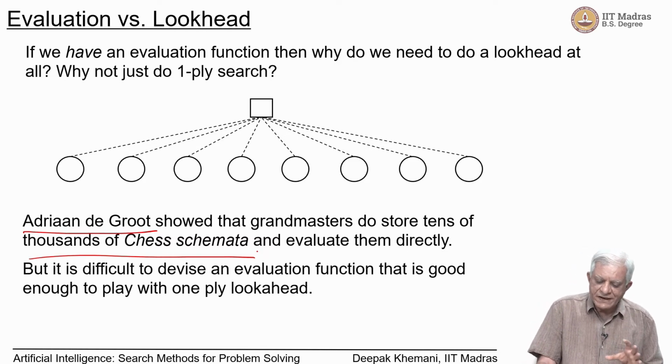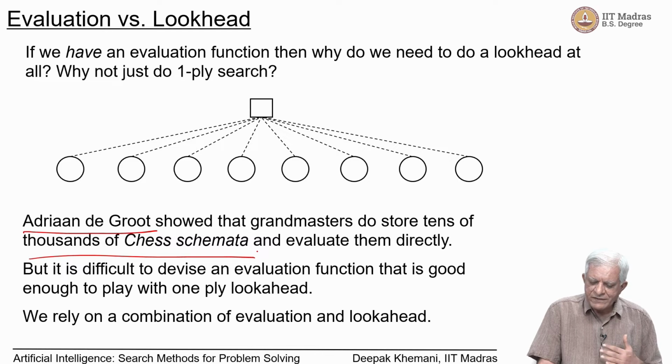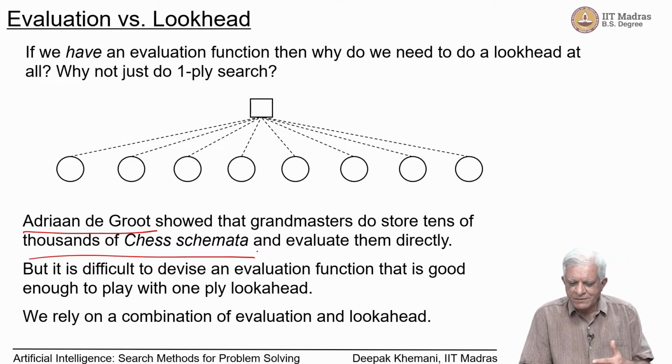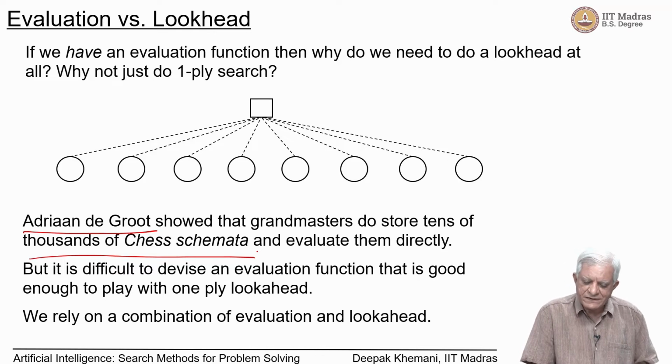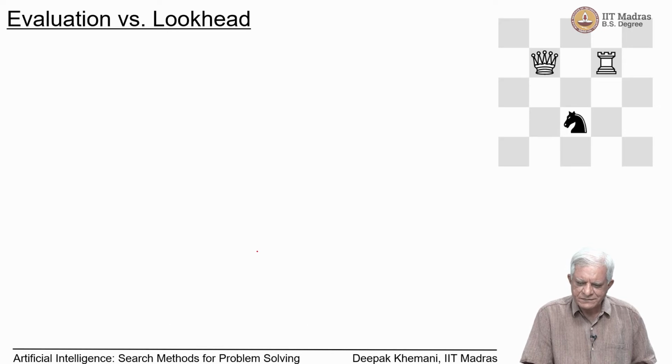But it is difficult to devise an evaluation function that is good enough to play with one ply look ahead, and that has come out through experimentation. That's why we have a combination of evaluation and look ahead. We don't apply the evaluation function at one ply, we apply it at k ply depending on how much computational resources we have and how much we can look ahead essentially. So, it has been estimated, for example, Patrick Winston said a long time ago that if you can do 15 ply search, then even a reasonably good evaluation function will allow your program to play at grandmaster level.